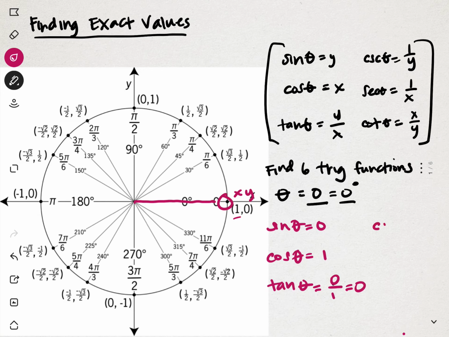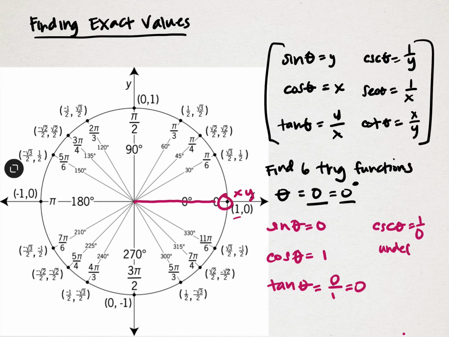Then we're going to do our reciprocal functions. Cosecant theta is the reciprocal of 0, which is 1 over 0, which we have to say is undefined. We cannot divide by 0. That's something that we talked about in Algebra 2. We do not divide by 0. That's undefined. Secant is the reciprocal of 1, so that's also 1. And cotangent, again, because we're doing the reciprocal of 0, cotangent theta is undefined as well.